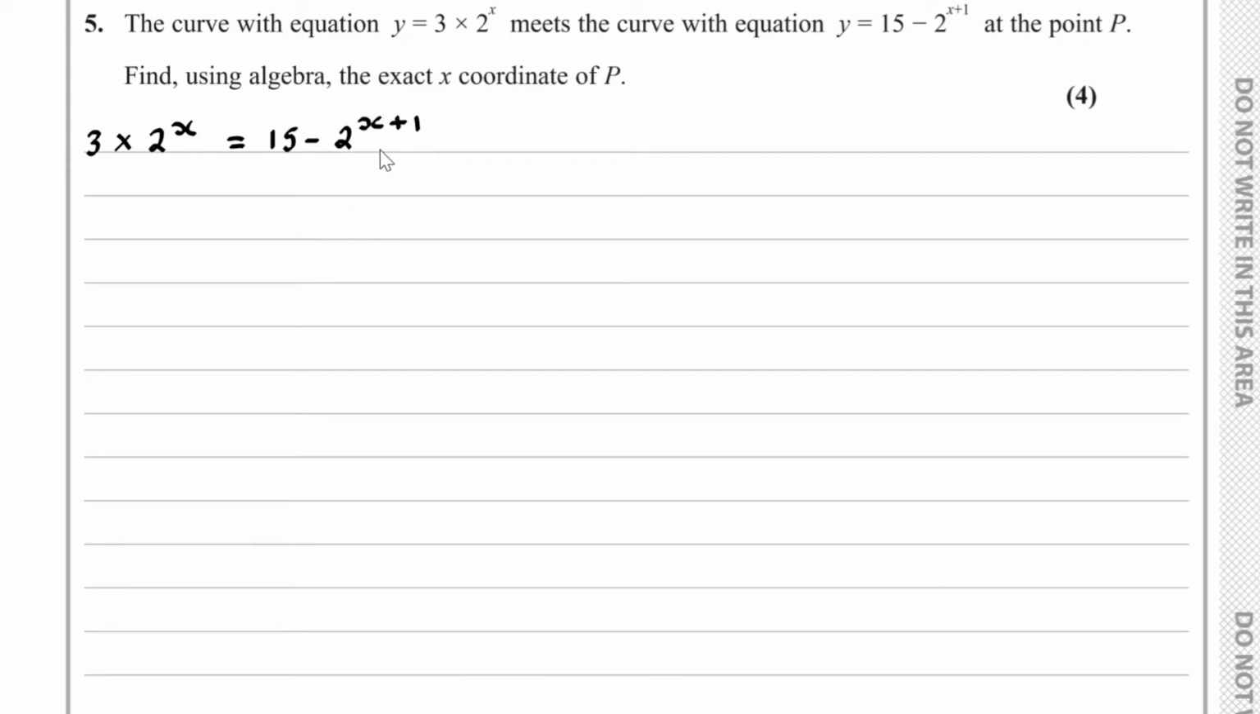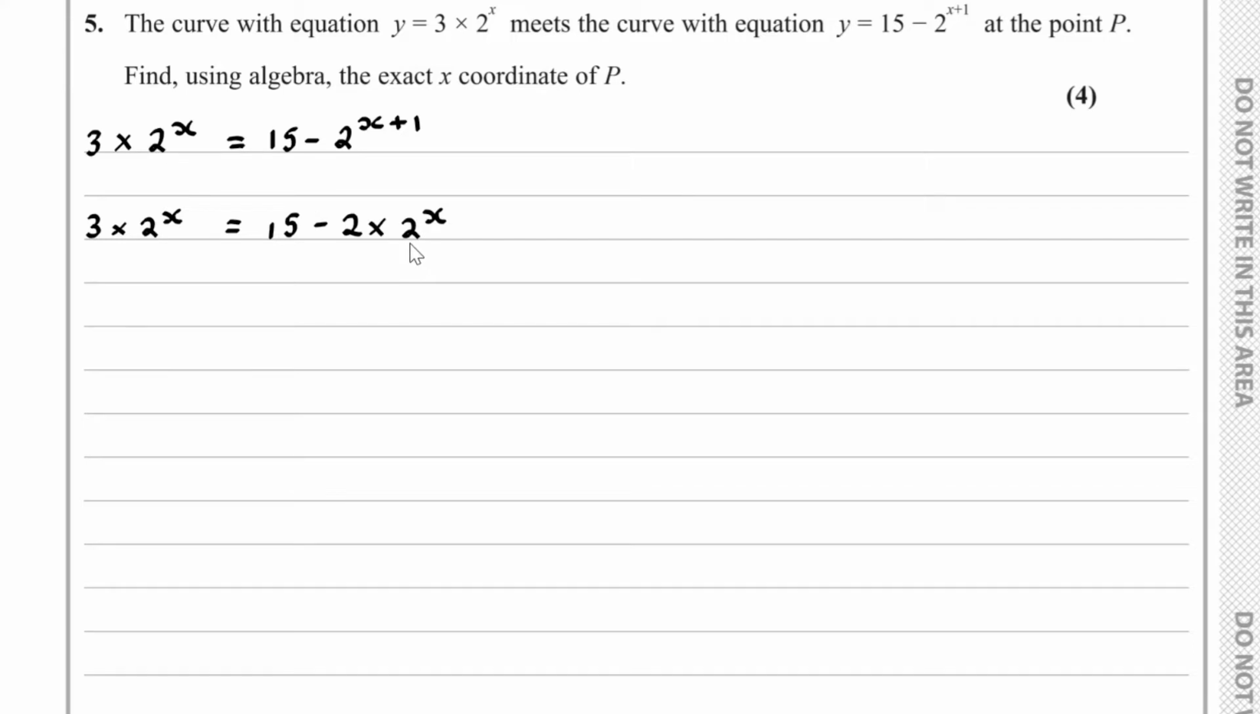And we can use the laws of indices on the right hand side. So we have 3 times 2 to the power of x. This is equal to 15 minus 2 times 2 to the power of x. Of course, 2 is the same as 2 to the power of 1, and adding the powers, 2 times 2 to the power of x is 2 to the power of x plus 1.